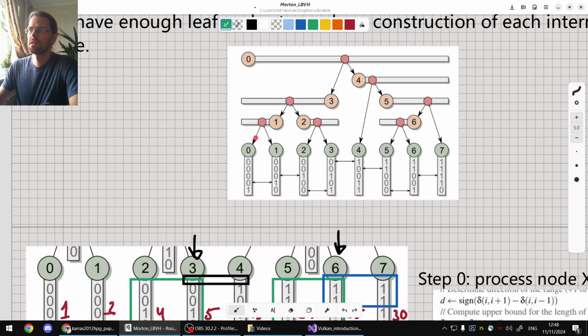And the question is, here for example, we are trying to construct node 3 that will span to the opposite edge. How do we know how far we should go?